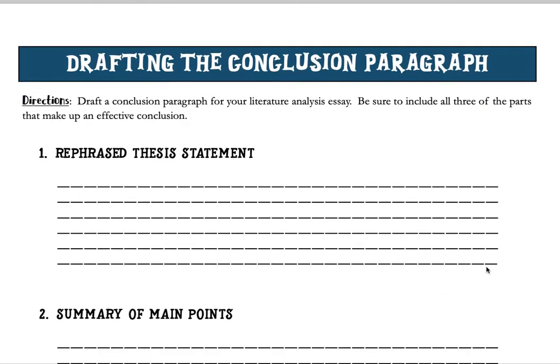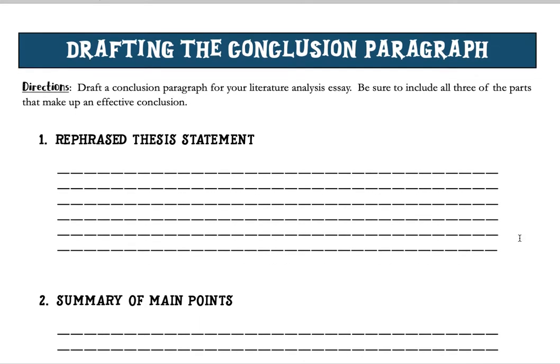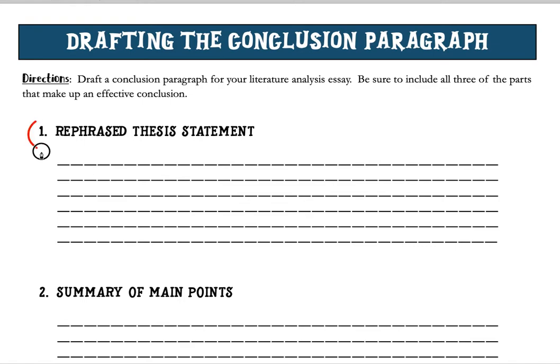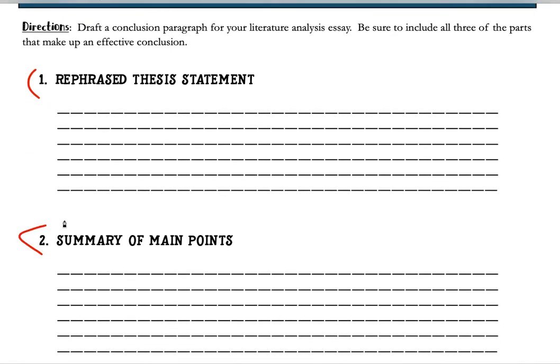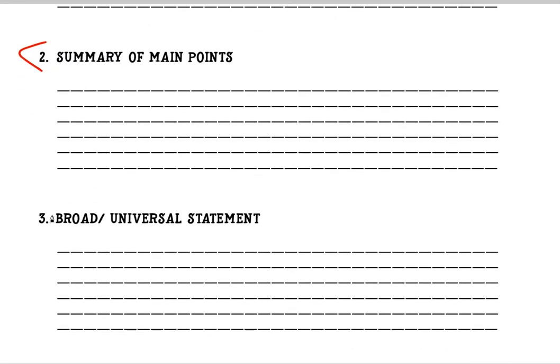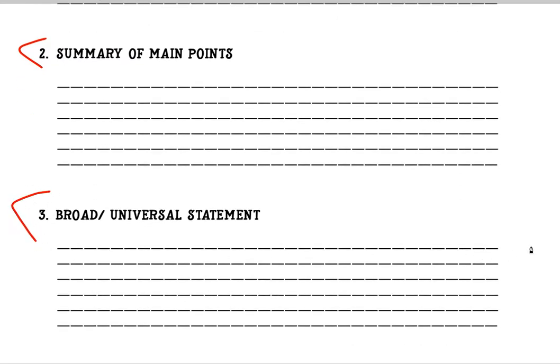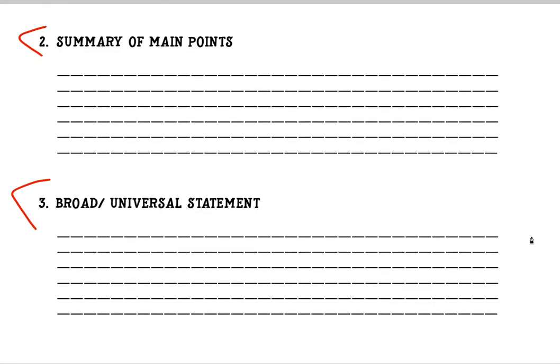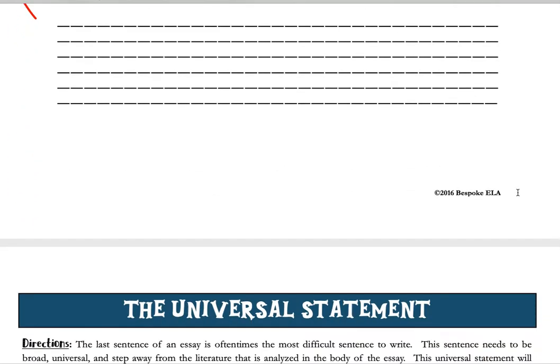So drafting your conclusion, you can use this sheet to help you out if you want when you're drafting your conclusion paragraph. So again, you start with a rephrased thesis, your summary of your main points, 1 to 2 sentences, usually 2, and then your broad universal statement. So again, I'm not going to ask that you hand it in to me for review. I trust that if you are needing support, you are going to ask for it. If you want me to take a look at your conclusion, I am very happy to do so, and I will do it as quickly and efficiently as possible. So if you'd like support, just give me a shout.